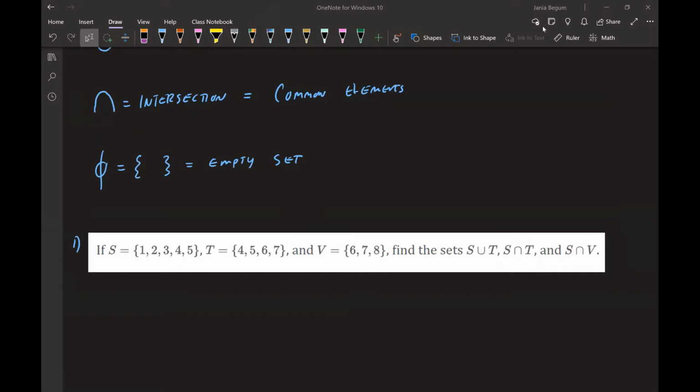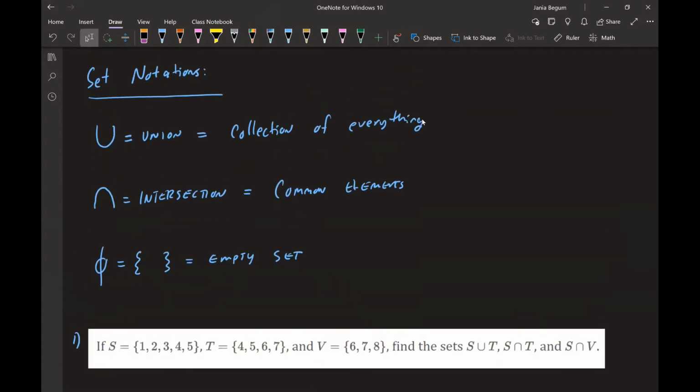Professor, I'm kind of confused on how to do this. I'm going to go over it in a minute. Let's just give everyone a chance. All right. But you want to understand these symbols before you start working on them.